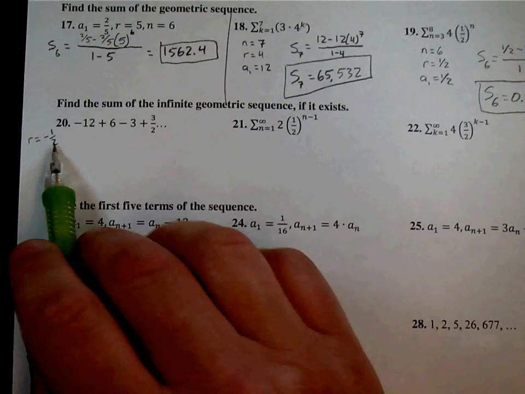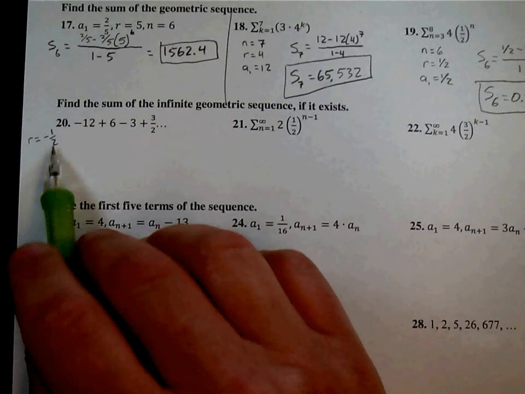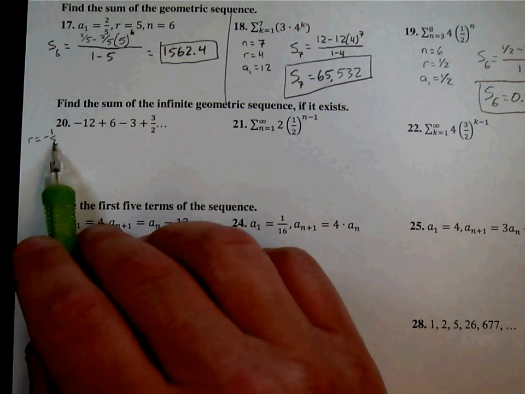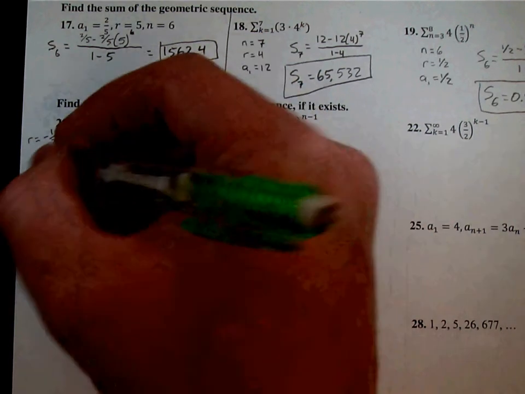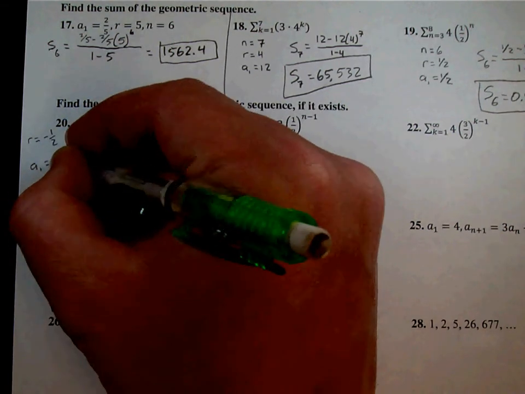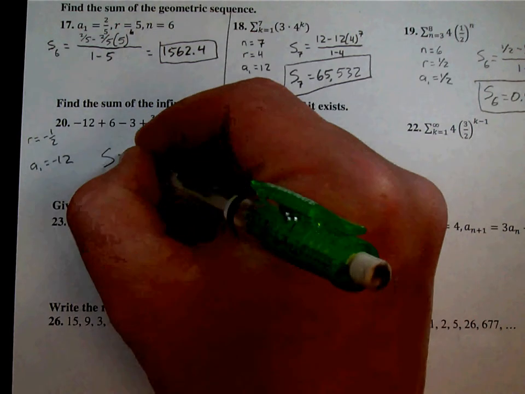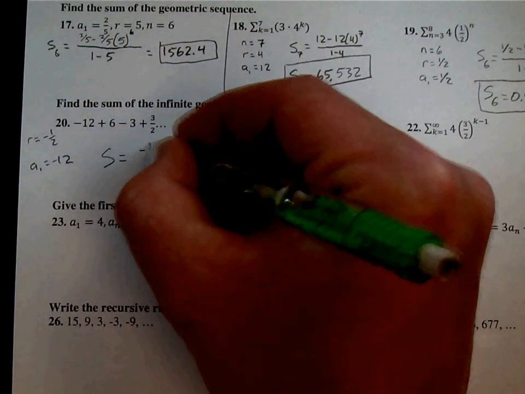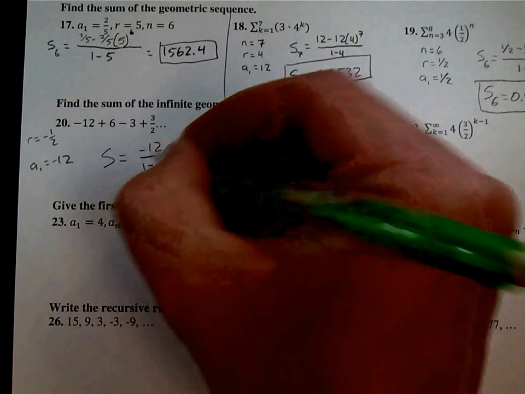So the rule is that we need to check and see if its absolute value is greater than or less than 1. Absolute value of -1/2 is a positive 1/2, that is less than 1. There is, in fact, a sum. So then I need to also know the first term, which, of course, we see is -12. Plug those into the formula. So your first term over 1 minus r.